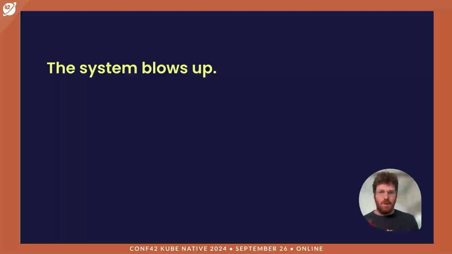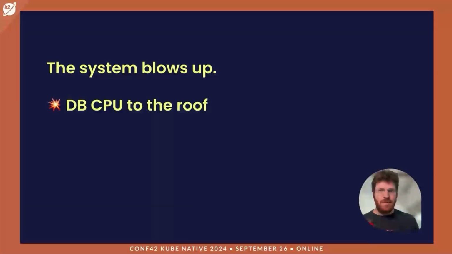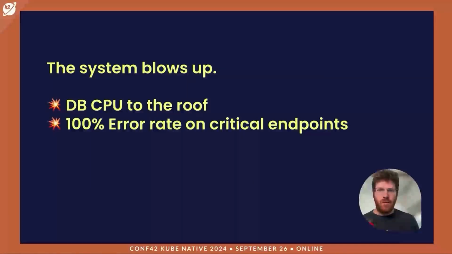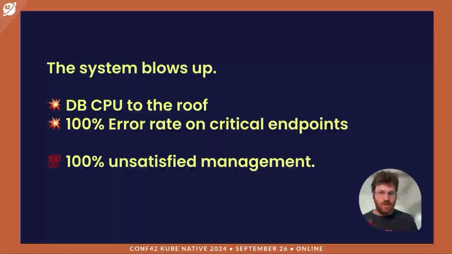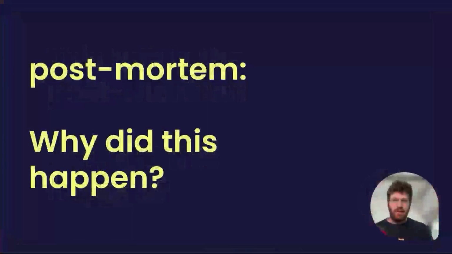The system blows up. Database CPU shoots to the roof. 100% error rate on all the critical backend endpoints. And of course, 100% unsatisfied management. The CTO is breathing down our developer's neck. What's going on? How do we fix this outage? So why did this happen? Let's do a quick postmortem to get to the bottom of what is the core reason for this outage happening.